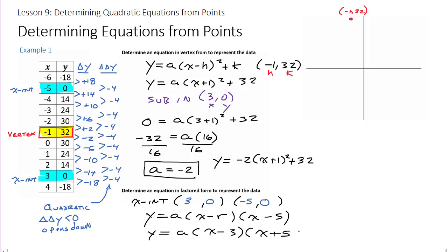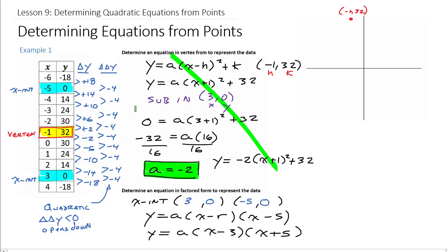Now, once again, the problem is we're missing a. We don't know what a is, right? Right here, no clue. However, we already know what a is. We found it up here. Remember, a is the same in all versions of a quadratic. But let's say we hadn't done this. We have no clue. You would do the exact same thing.